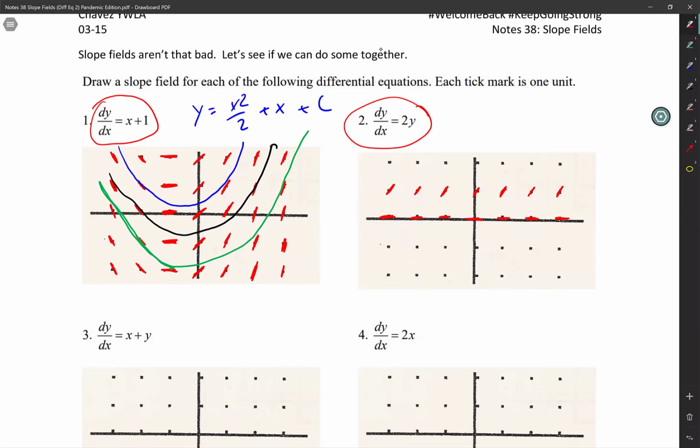The next one on top of that, 2 times 2 is 4. Just make it a lot steeper than the one on the bottom. Positive slope. There it is.